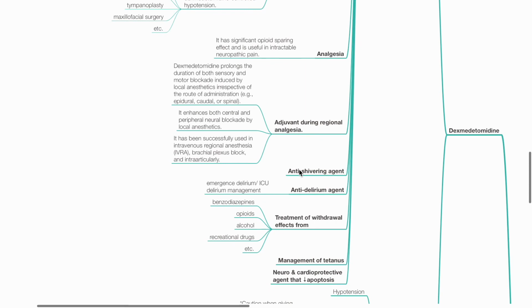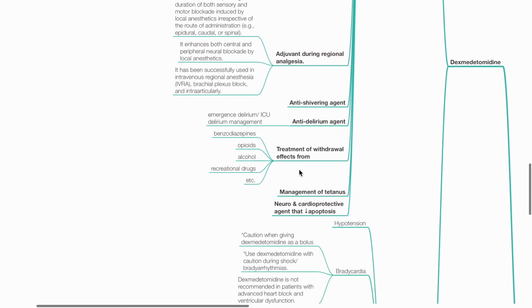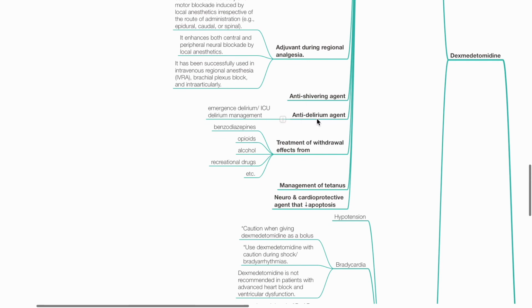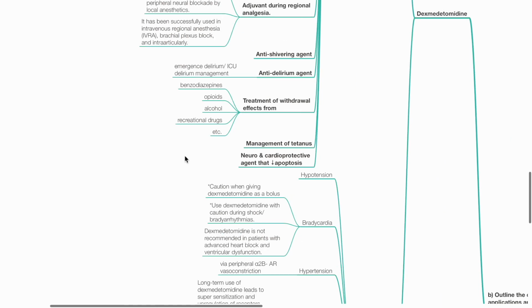Adjuvant during regional anesthesia. Dexmedetomidine prolongs the duration of both sensory and motor blockade induced by local anesthetics, irrespective of the route of administration. It enhances both central and peripheral neural blockade by local anesthetics and has been successfully used in intravenous regional anesthesia, brachial plexus block, and intra-articular block. Anti-shivering agent, anti-delirium agent. Dexmedetomidine has been used to treat emergence delirium or ICU delirium. Other uses of dexmedetomidine have been mentioned.